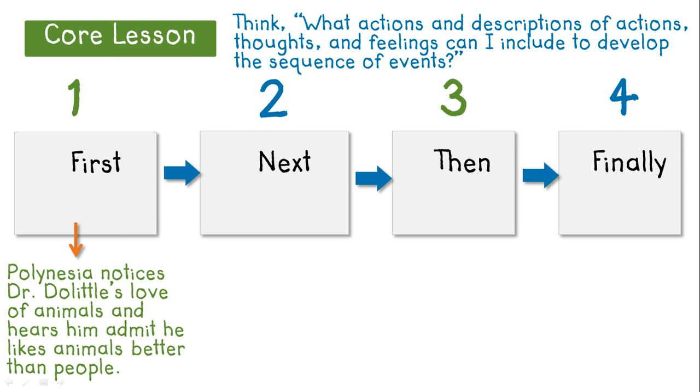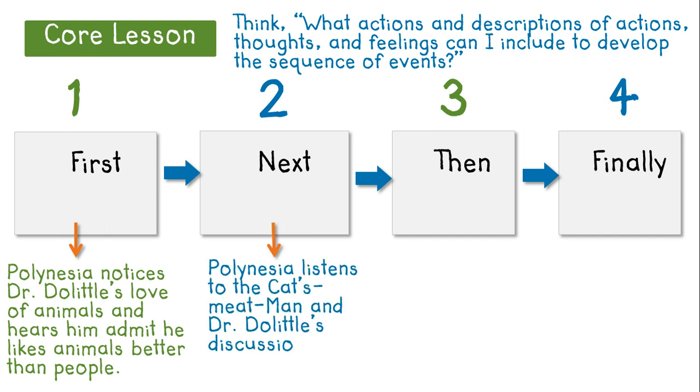What I remember happening next is Polynesia overhearing the conversation between the Cat's Meat Man and Dr. Doolittle, and they're discussing the possibility of him becoming an animal doctor. So let's write that down for our second box. Polynesia listens to the Cat's Meat Man and Dr. Doolittle's discussion about becoming an animal doctor.